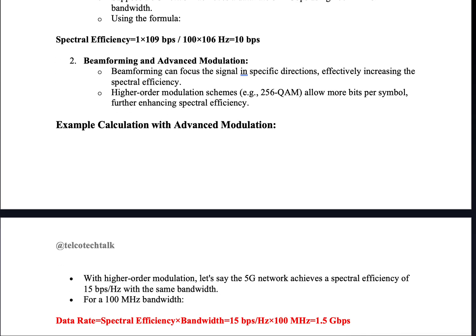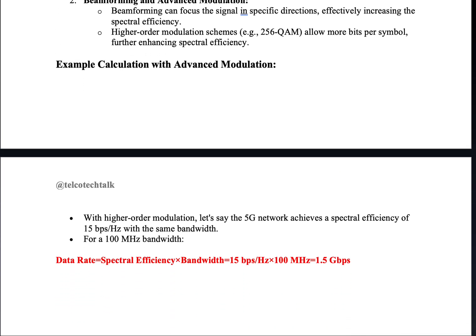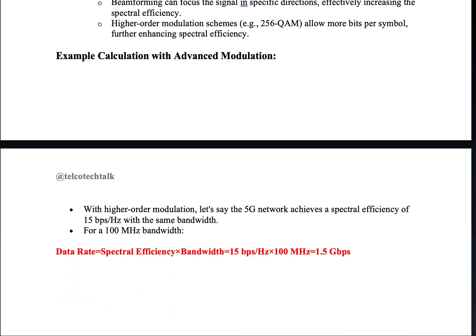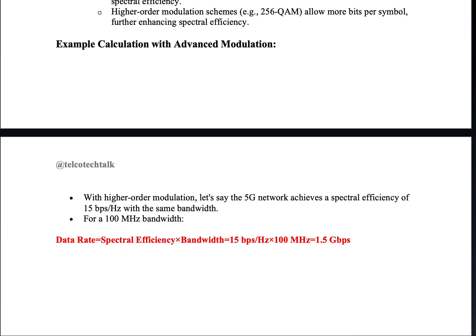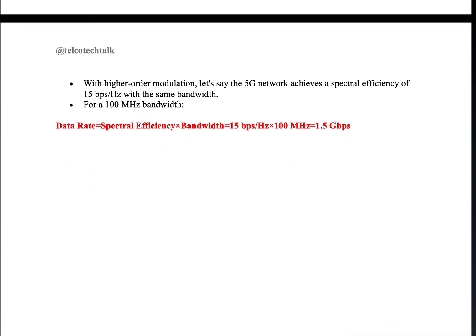Okay, and with advanced modulation, data rate can also be calculated if we have the spectral efficiency. Of course, this is understood at this level. So if you have a spectral efficiency given, let's say 15 bps per hertz, and you have 100 megahertz of channel, we get a data rate of 1.5 Gbps. So a reverse calculation is also possible.